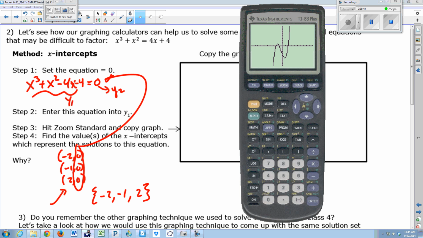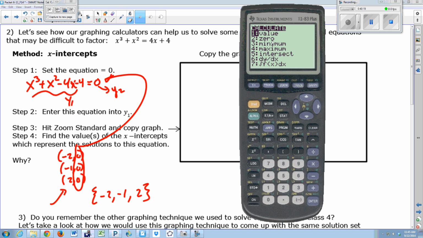So it's a little different idea. Instead of seeing where two graphs intersect each other, you're putting everything to one side and asking where it intersects the x-axis, which we call our x-intercept. So you're still using the idea of things intersecting, but you're making one of those things the x-axis. That's the difference.